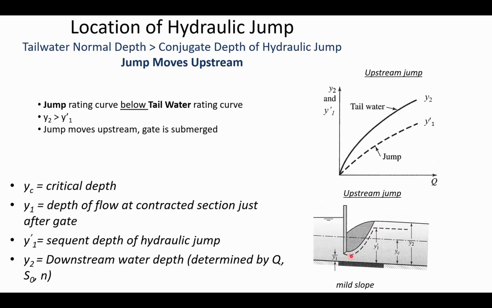If it was going to do this immediate jump right after the underflow gate, then it's looking for the sequent of Y1. So the sequent depth of Y1, Y prime 1, is the new depth that has the same amount of momentum function. But the channel isn't as efficient, and so the depth is greater, and this is drowning the hydraulic jump. So the hydraulic jump is submerged or drowned in this case. And so you actually don't even see it. It would just look like kind of a ripple on the water. The hydraulic jump wouldn't be well defined and visible.